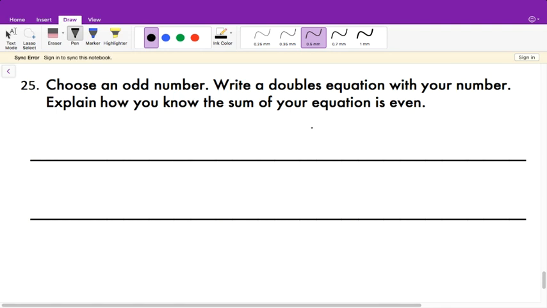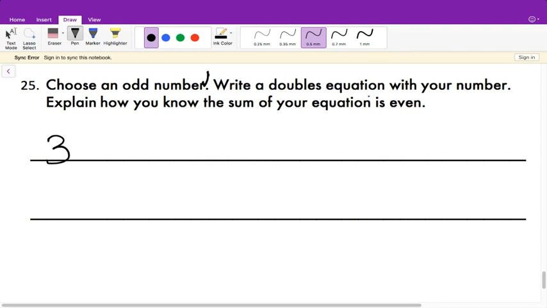Now, this one's a little tricky because we had to write about our answer. So first it says to choose an odd number. Now you can choose any odd number. If you remember, odd numbers are numbers that have one left over that doesn't have a partner. So I'm just going to choose my favorite odd number, which is 3. So I finished that part. I chose my odd number. Now I'm going to do the next part.